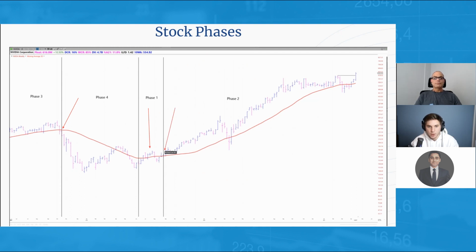We have bases form right here. It undercuts and reclaims that key moving average. And we continue on with a strong uptrend until once again, a little bit of stage 3 action, phase 3 action here, but looks like right now we're continuing on with a strong phase 2 or stage 2. So that's kind of a recent example, NVIDIA. And you can see in real time that it's not an exact science. It's just kind of a framework, but really the big money is made in that phase 2 when we're trending above this longer term key moving average.